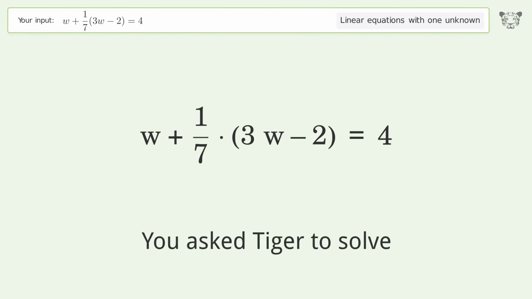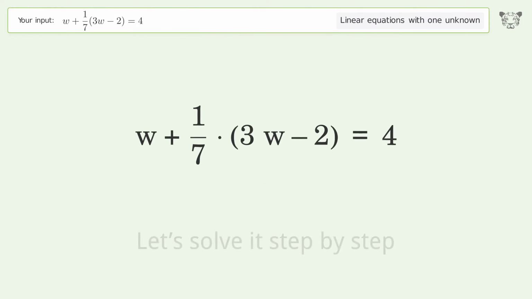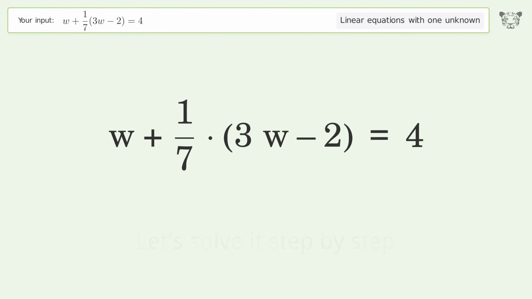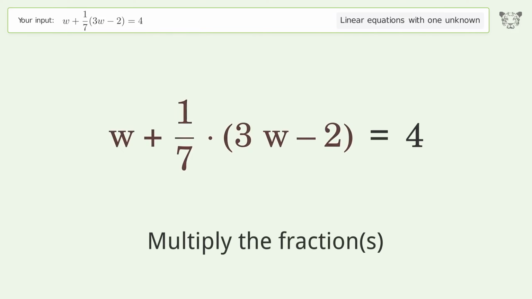You ask Tiger to solve. This deals with linear equations with one unknown. The final result is w equals 3. Let's solve it step by step. Simplify the expression. Multiply the fractions.